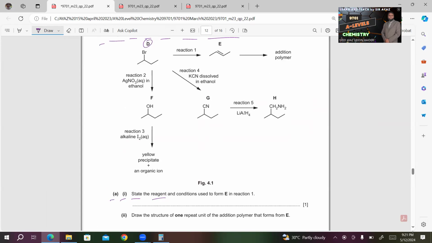A1. State the reagent and conditions used to form E in reaction 1. In reaction 1, we are getting alkene. We are getting alkene from bromoalkane. So what will be the condition? We have alcoholic NaOH. So you write alcoholic NaOH. Or you can mention alcohol or ethanol plus NaOH in heat under reflux.